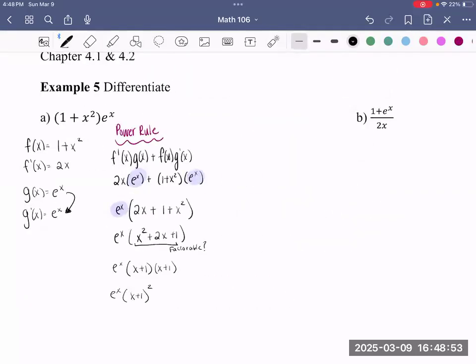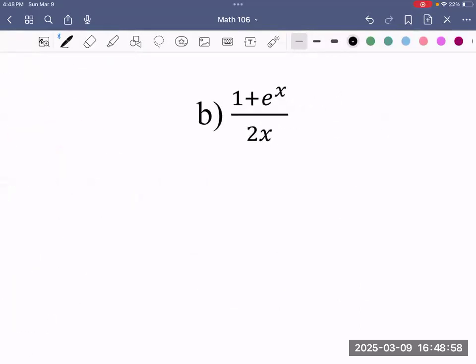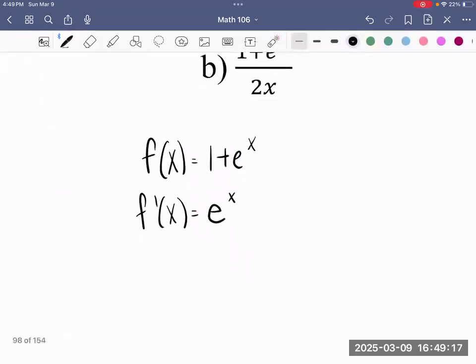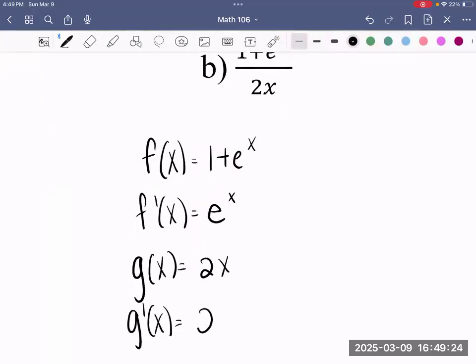Let's have you guys try it again with your other ones to see if you can pause. So we have your quotient rule here. We have 1 plus e to the x, that's your top. The derivative of it is just itself, e to the x. Notice that your constant drops away as always. So your derivative is just your one that has the e to the x. G of x, we have 2x. G prime of x is just 2. So now we have to use your quotient rule.